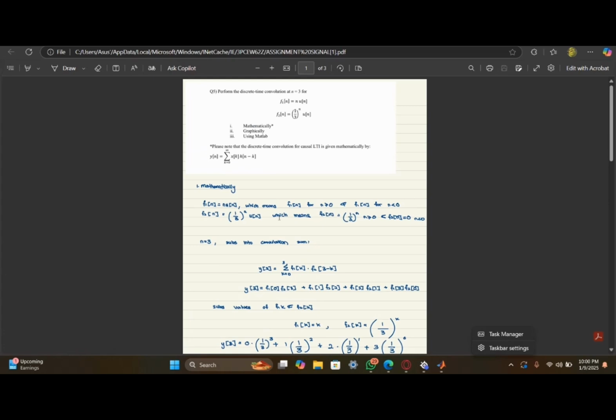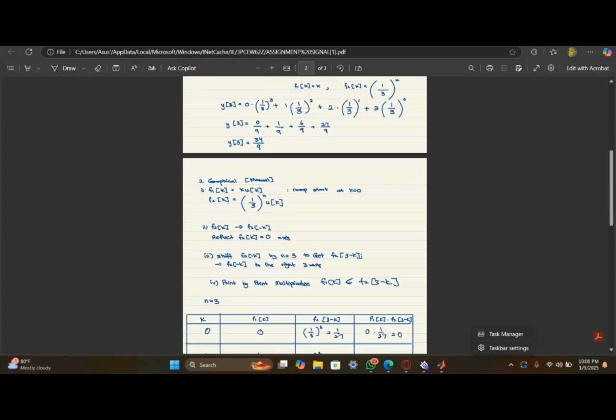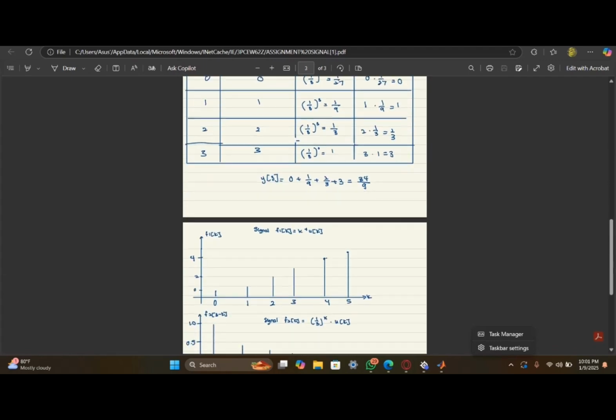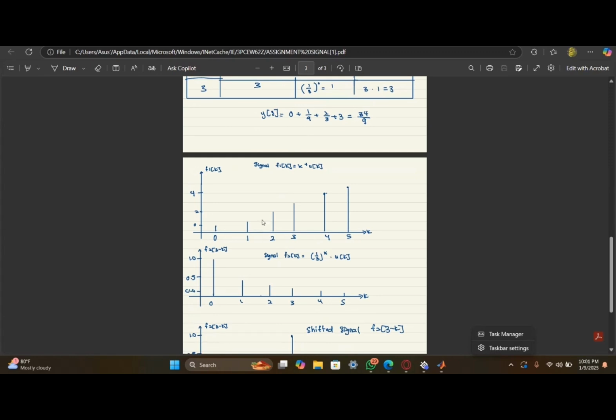Then we do the second question, which is the graphical method. We do it manually first. At first, we flip f2 of k horizontally about k equal to 0 to get f negative k, and then we shift f negative k by n, resulting in f of n minus k, where n is 3. We multiply f1 k and f n minus k point by point for each k, and then we do the summation of the products to get the valid k. This is the graph by manual counting.